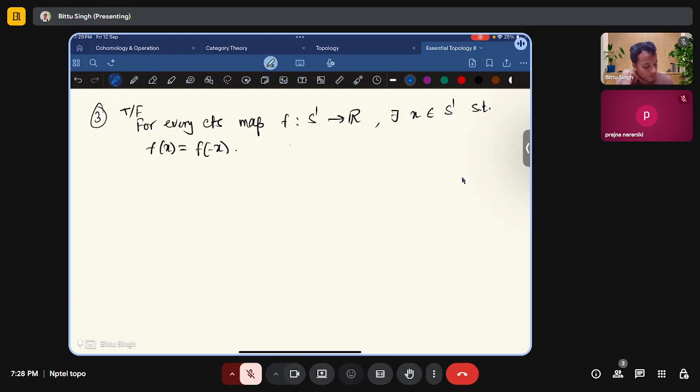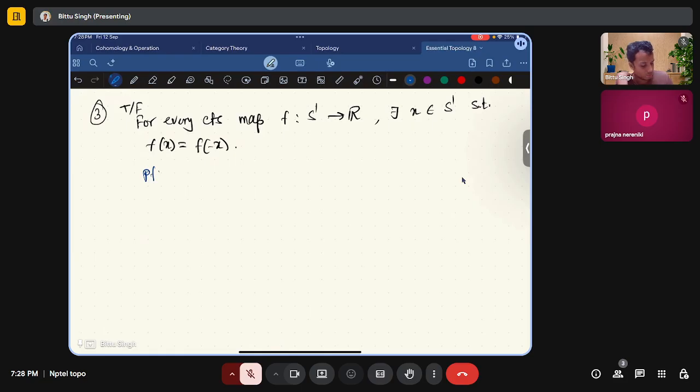If f is a continuous map from S1 to R, then there exists x belongs to S1 such that f(x) equals f(-x). So is it true or not? Let us see. My claim is it is true. So how do we see that? f is a continuous map from S1 to R.